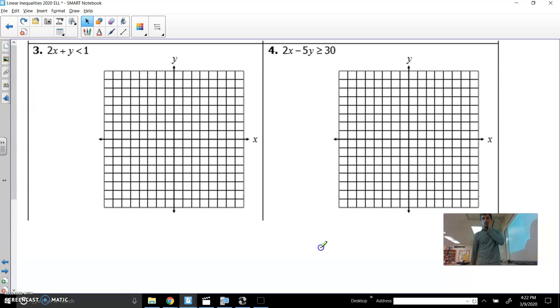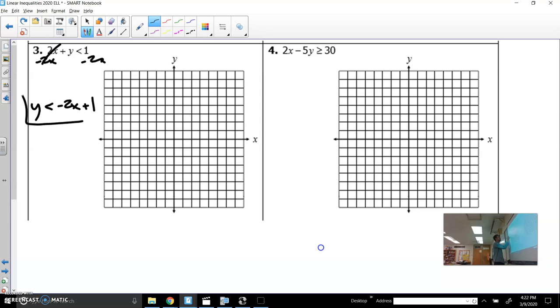All right, so let's talk about some that are not in that graphable form, when that y is not by itself. You have to move the equation around a little bit to get y by itself. So for example, in number 3, I want to start by subtracting 2x to the other side. Y is less than -2x plus 1. And this one only has one step because I don't have 2y or -3y. It's just positive y. So when you move 2x to the other side, we now have slope-intercept form.